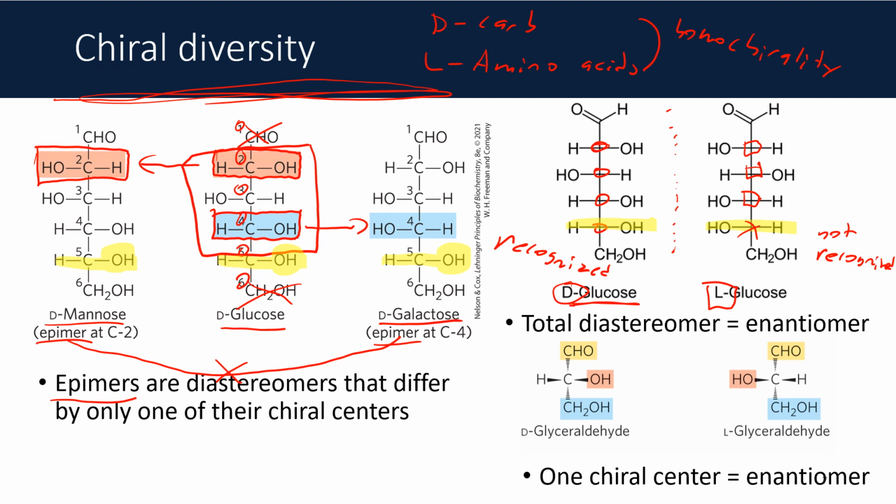Now, the last thing I want to mention is glyceraldehyde. This one's kind of interesting, it being the smallest carbohydrate. It only has one chiral center. So its epimer is also its enantiomer. You don't get some other kind of sugar. You go from D-glyceraldehyde to L-glyceraldehyde. It's going to be a total diastereomer of itself because, again, it only has one chiral center.